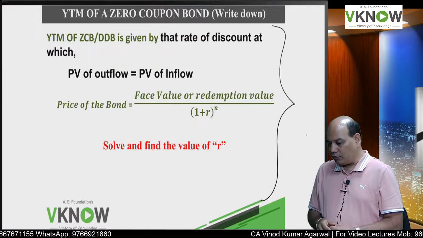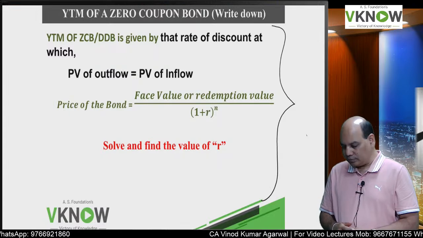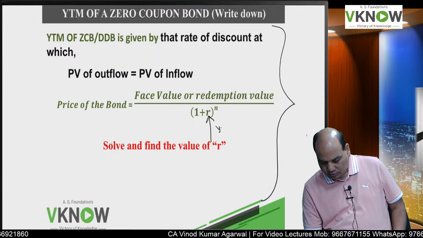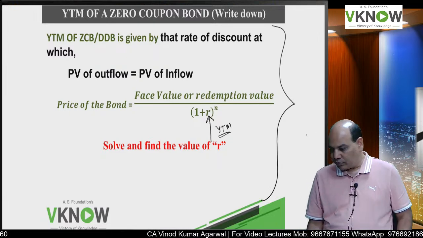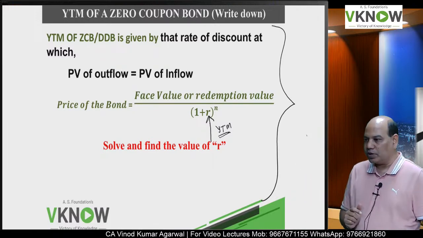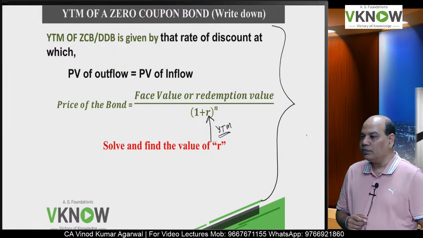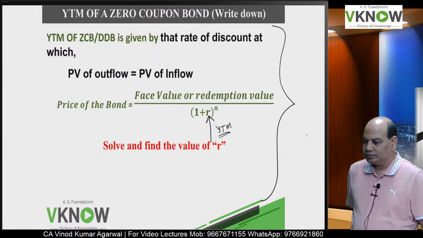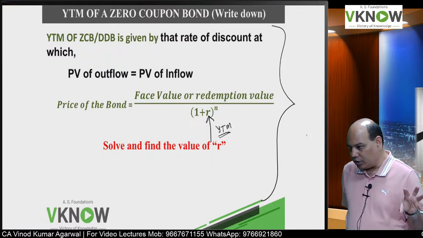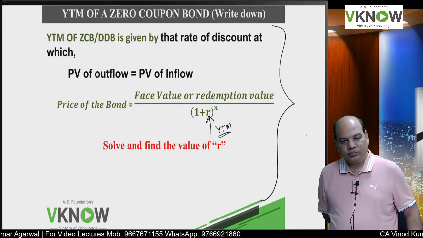Now just rotate the formula, or you can just write a note below, solve and find the value of R. So this R is the YTM. It is that discount rate at which the present value of outflow is equal to present value of inflow. So this time we will have to solve an equation to find the value of R. This R is the missing figure. You will be given the price, the face value, and the number of years. So you have to solve and find R.